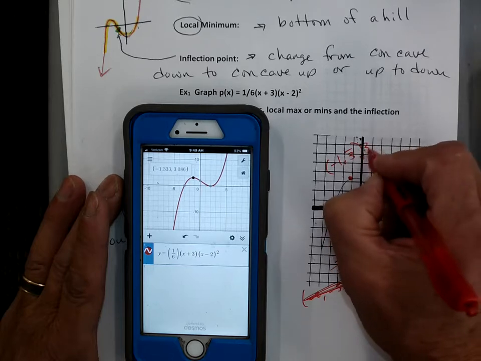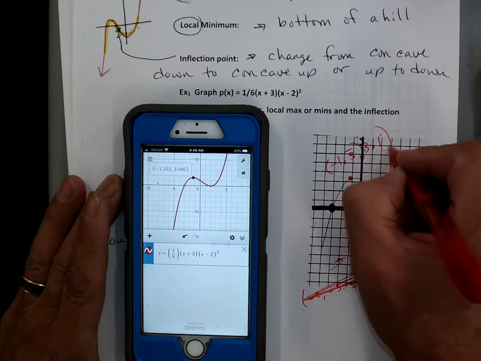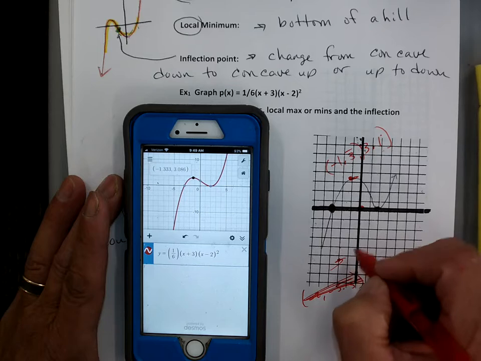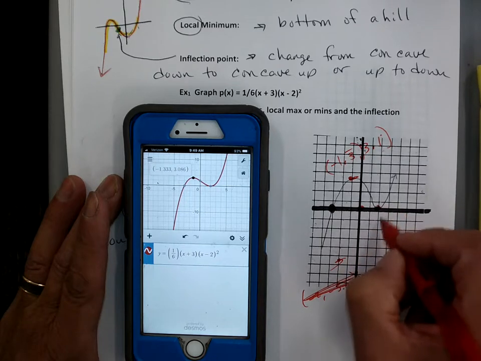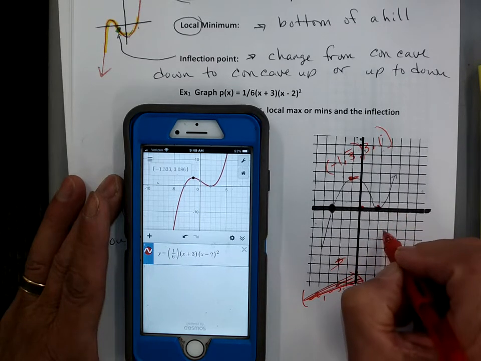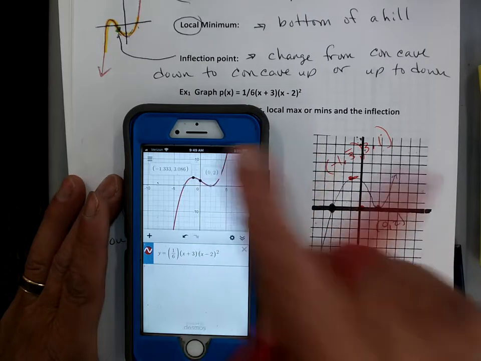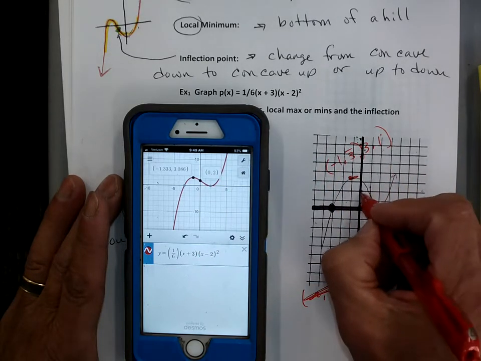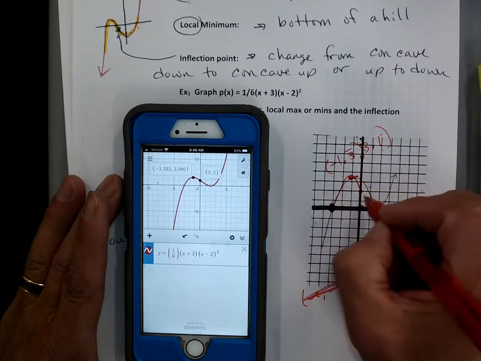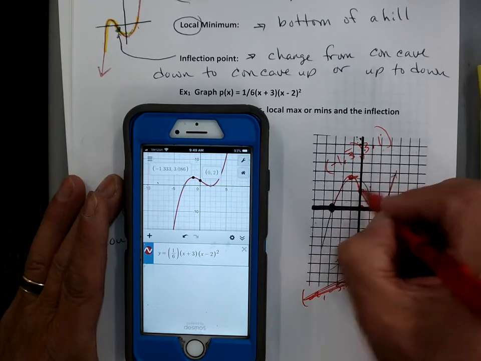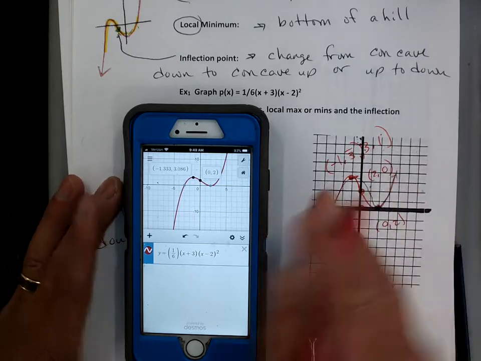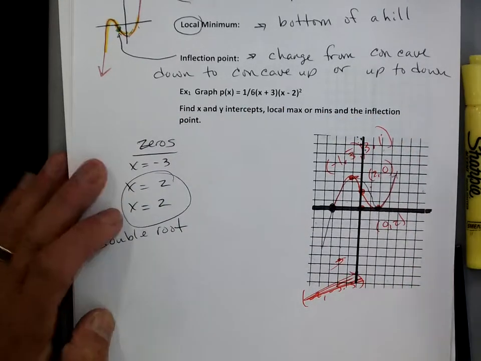1.3 comma 3.1. That's my maximum. And my minimum is at 0.2. My inflection point seems to be right about there at the 0.20, which I don't have that one graphed very good. There's my inflection point at 2.0. Okay, so let's write them down. Okay, those are my zeros.